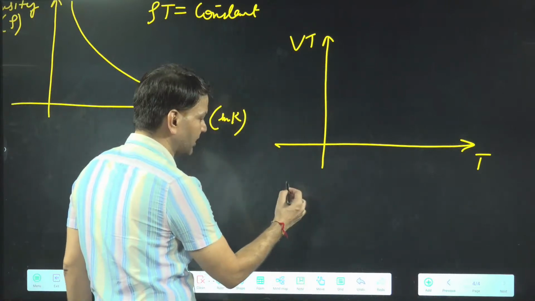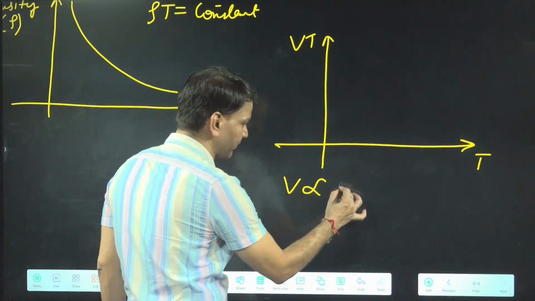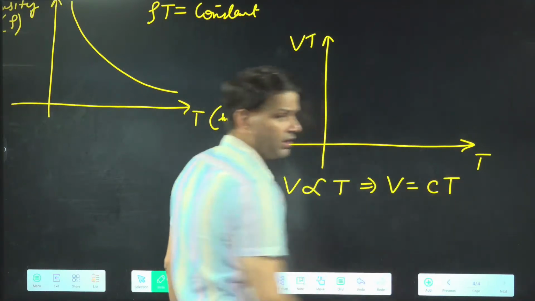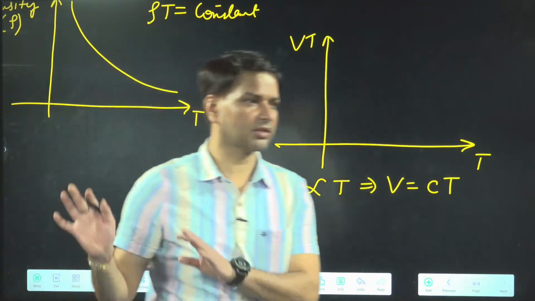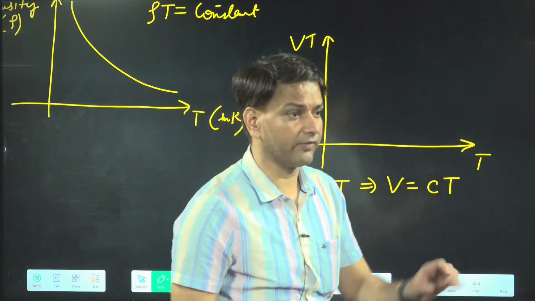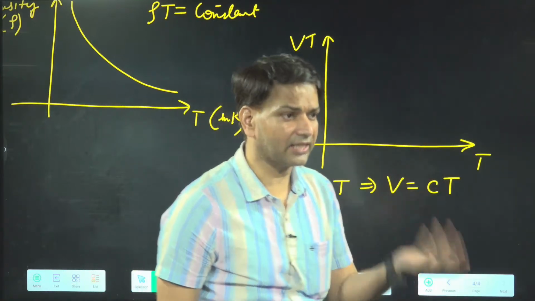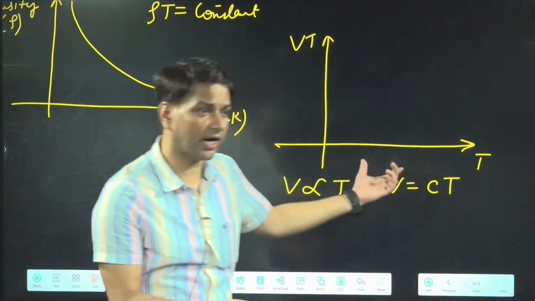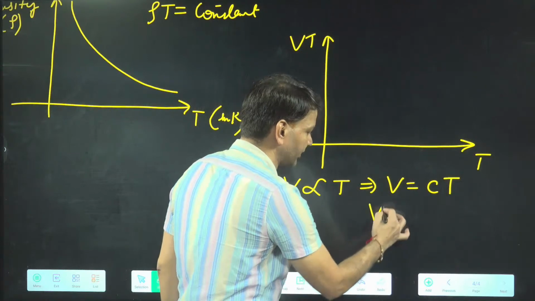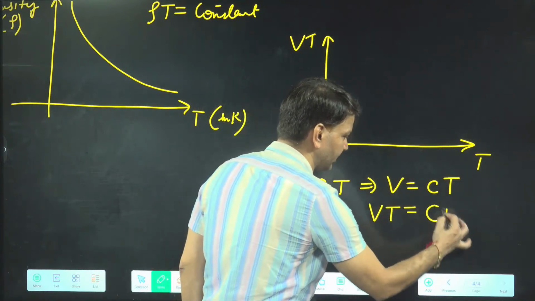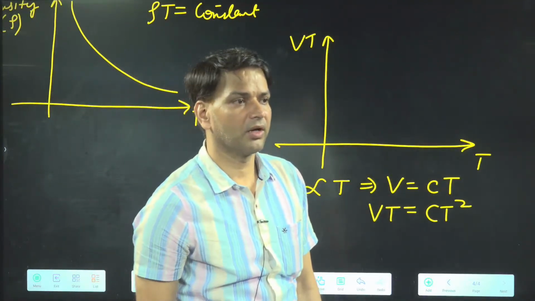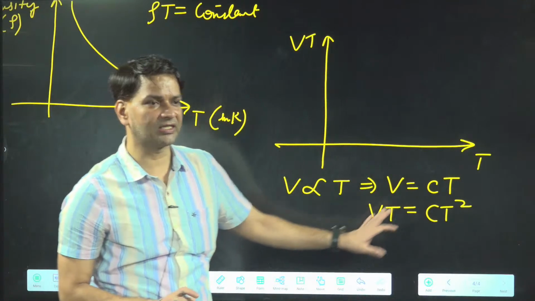Then what is the relation in the given condition? V is directly proportional to T, or I can say V is equal to some constant C into T. This is the relation we have from the given condition of pressure and mass. But I don't need the V and T graph, I need Vt and T. So how can I get Vt? I will multiply T on both sides, so Vt is equal to Ct square. Understood or not? So I got Vt is equal to Ct square.